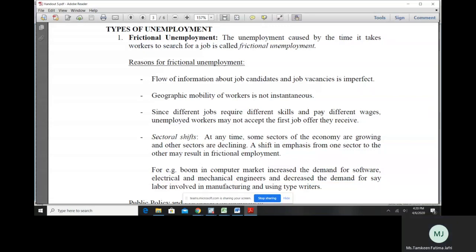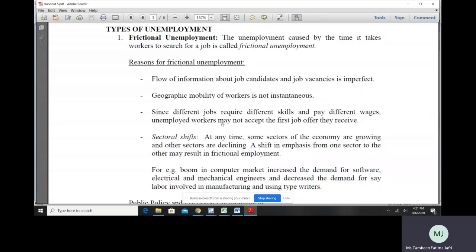So if the flow of information is improved, the time it takes to find that right job will decrease, hence decreasing the frictional unemployment in the economy. Another reason for frictional unemployment is that geographical mobility of workers is not instantaneous. If you're located currently in Wah and you find that right job, let's suppose in Karachi, it will take a little time for you to wrap up your affairs in Wah and move to Karachi. So the time that it takes to take up that job will result in unemployment, which is referred to as frictional unemployment.